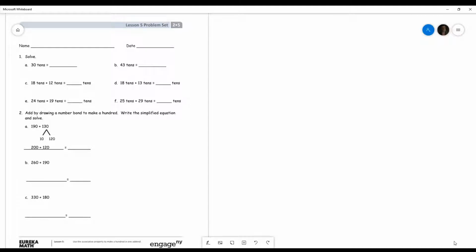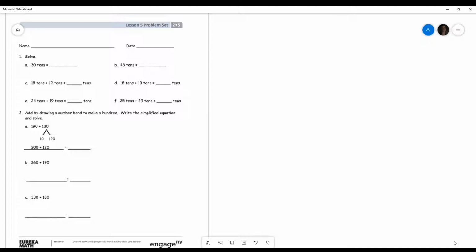We are on the last problem set for week 1, lesson 5 problem set. Looking at lesson 5 problem set, it's dealing mostly with number bonds. But the first part is solving the equation. So 30 tens.